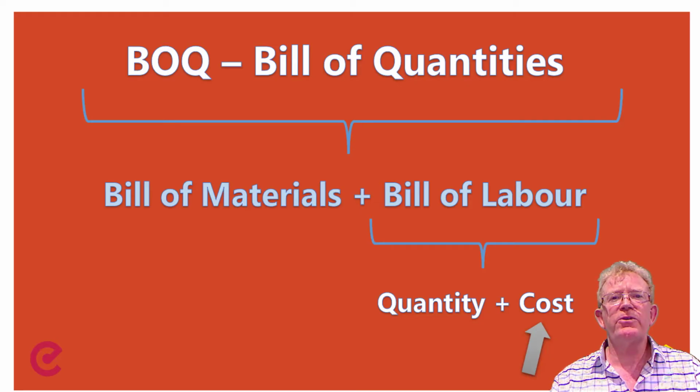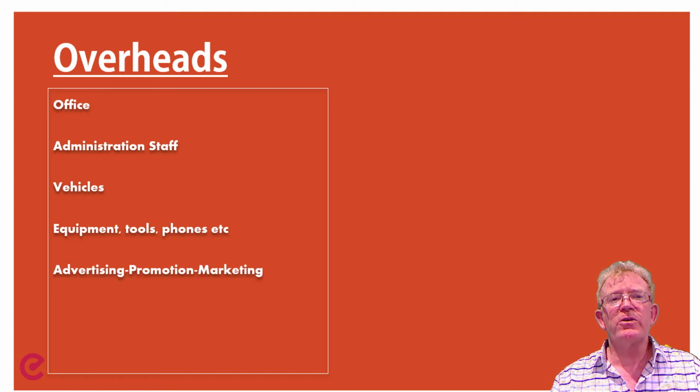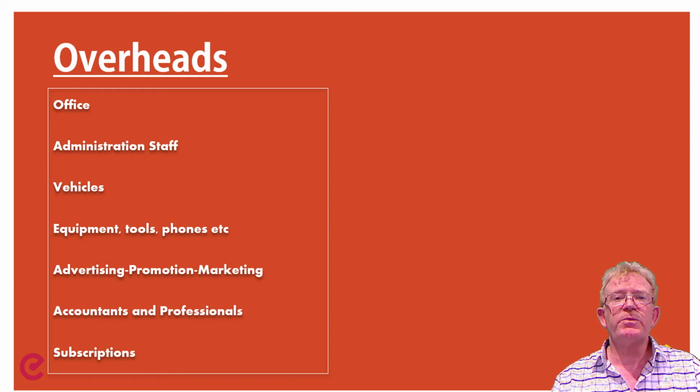So let's first look into what overheads are. There are many items that are involved in the cost of running your business. For example, your office, your premises, and the cost of leasing those premises, your administrative staff that go into helping you to run the business, your vehicles and your equipment, your tools and your phones. There's also the cost of advertising, promoting and marketing so that you get more productive work. There's also the annual cost of accountants and professionals that help you to run your business. And on top of that, there are subscriptions, which can involve software, professional bodies and ongoing professional development.